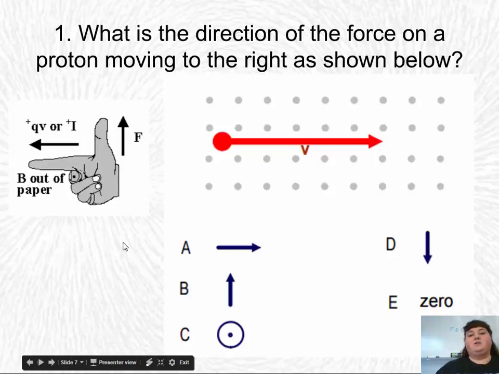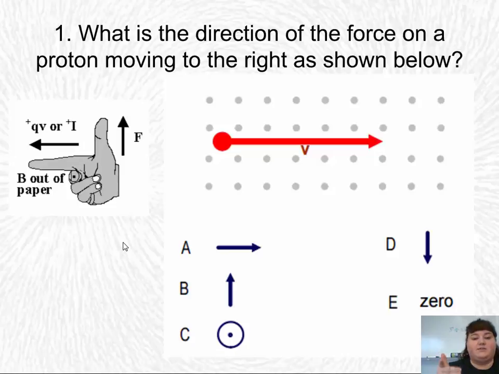So let's try an example here. So what is the direction of our force? Remember, the force is your thumb. On a proton, so a proton is positive, shown moving to the right below. So my force is my thumb. My velocity is my pointer finger. So my velocity should be pointing to the right. And my field lines, which are represented with the dots, should be pointing out of the page. So I have my thumb now pointing downwards to get my fingers to point out and my pointer finger to point to the right.